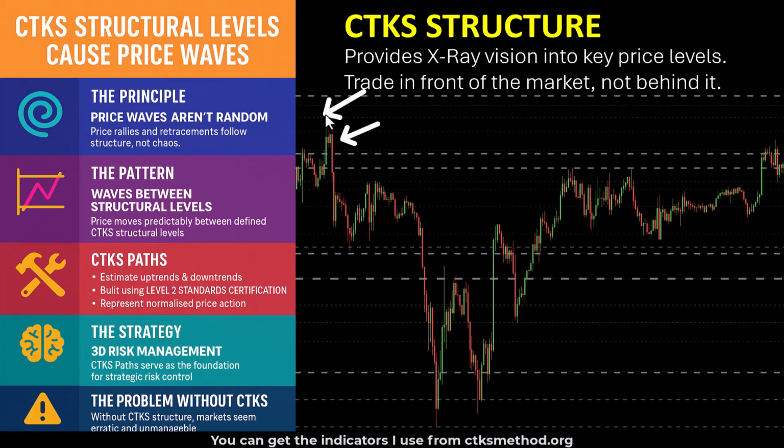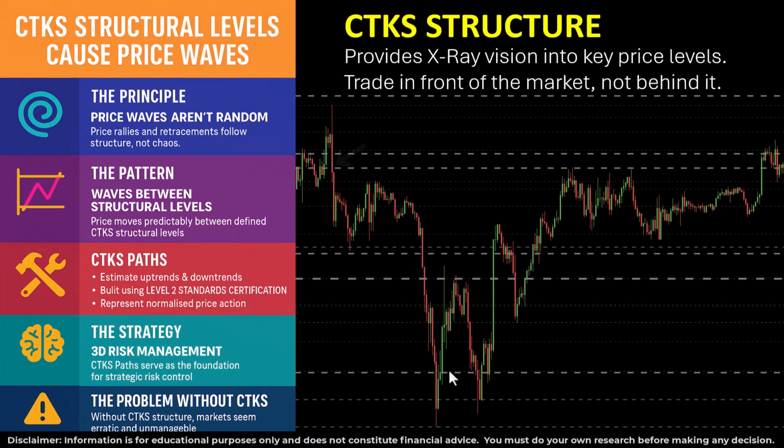When you see structural failures occurring and structural overshooting, you will know that more and more structural levels are required to reflect price backwards. A lot of people think that price waves are just absolutely random. It's not true. Price is always constrained structurally. We can say that a different way, that price rallies and retracements always follow structure and not chaos. If you know where the structure is, you're ahead of the pack, and you need to be.